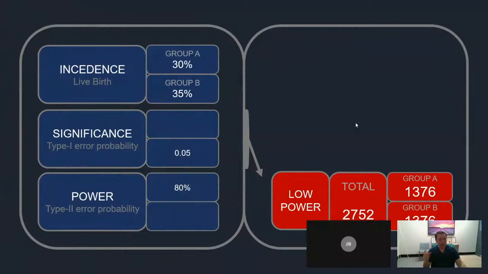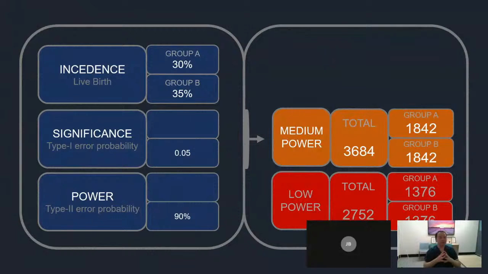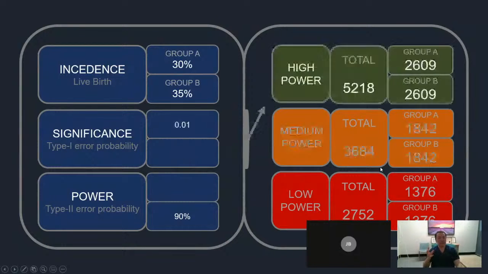When we are assuming 5%, the bare minimum we need is 2,752 patients, total patients, bare minimum. Then if you say, okay, we actually make it even better, more powerful, and we set the power to 90%, not 80%, which means we are happy to make a 10% mistake, not a 20% mistake, then our total number of patients will increase to 3,684.